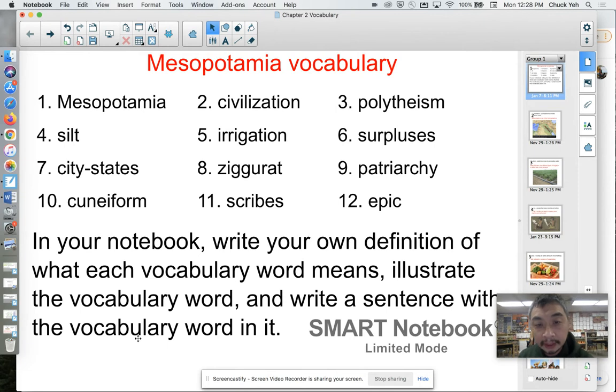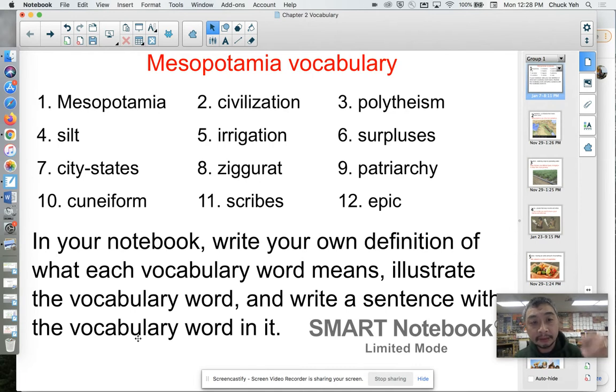Your goal is to write down these 12 words in your notebook, whether it's a social studies notebook, math notebook, whatever. Write your own definition of what each vocabulary word means. Draw the picture of it and write a sentence with a vocabulary word in it. So, for example, one of the words is sun. Well, the sun is a star up in the sky. And then you would draw the sun, and then you would write a sentence with it, like the sun was very bright today. That's it.